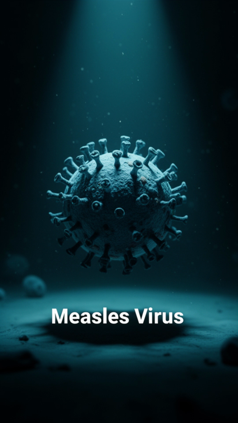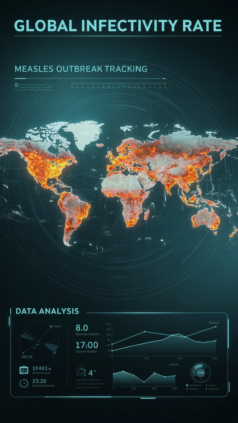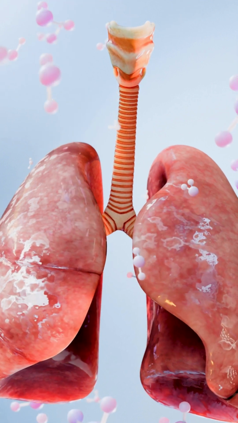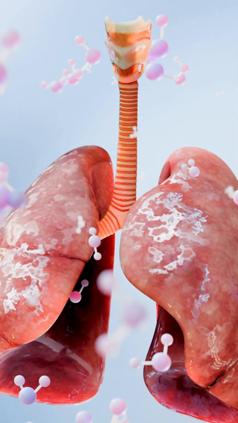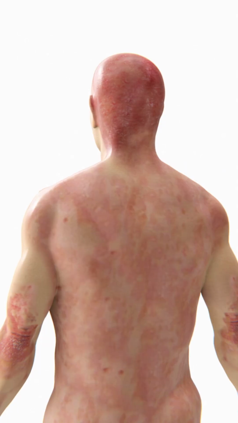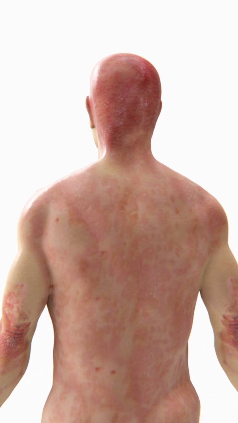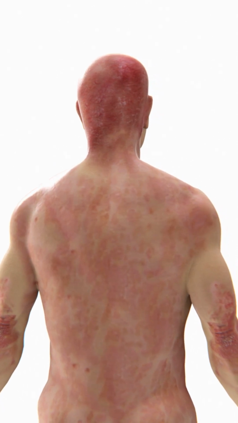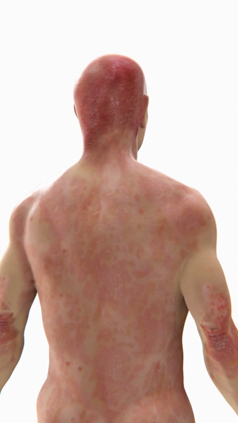Perhaps the most famous member of this family is measles virus. Measles is one of the most contagious infectious diseases ever documented. Before widespread vaccination, measles infected millions of children annually around the world. The virus initially infects the respiratory tract before spreading throughout the body via immune cells and the bloodstream. In addition to causing fever and a characteristic rash, measles can suppress the immune system for weeks to months after infection, increasing susceptibility to other diseases.